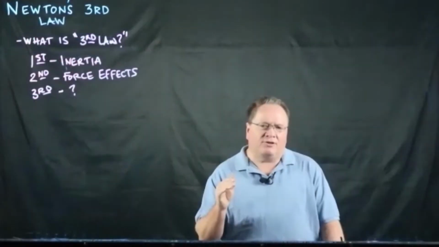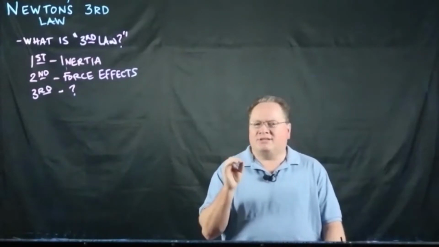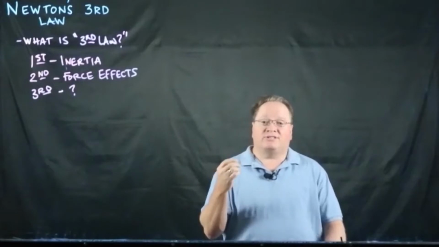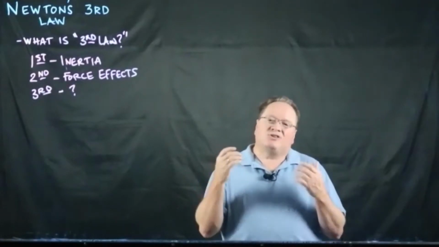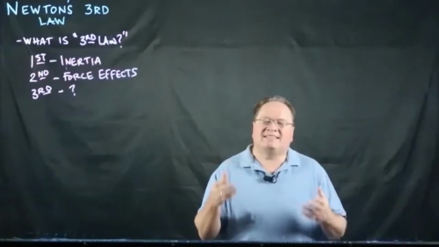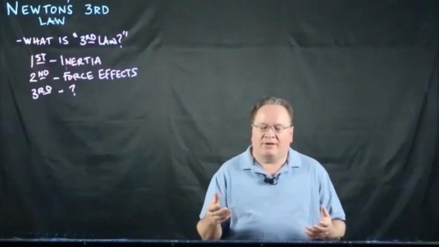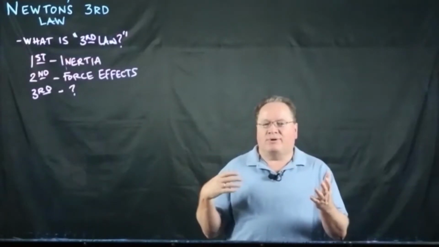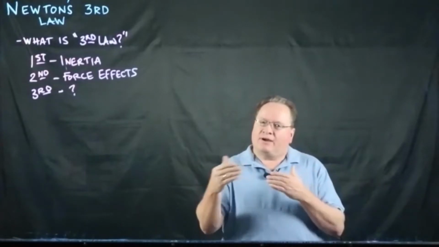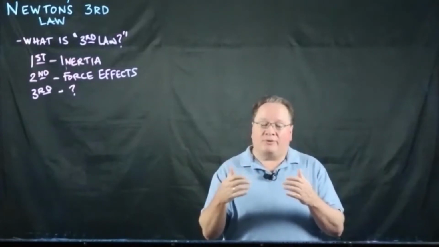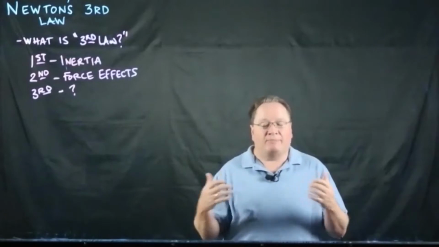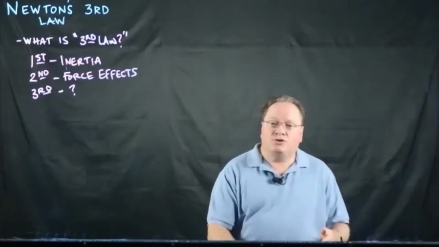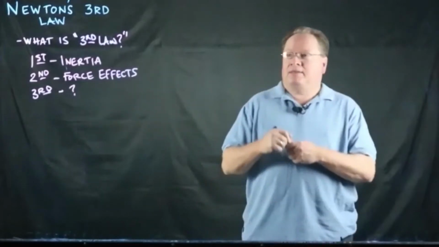In the third law, what Newton discovered is anytime he looked or thought about forces acting on an object, those forces always existed in pairs. So that there was an action force and a reaction force. All right? Those pairs were always equal in magnitude, but opposite in direction. And so we can write Newton's third law.